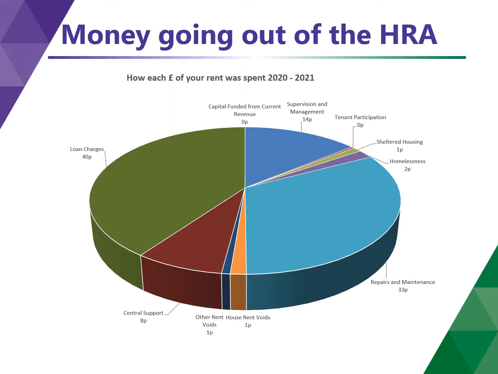This slide shows a graphical representation of the money going out of the HRA. The largest outgoings are on loan charges and repairs. In 2020 to 2021, we spent £6.89 million on capital programme across the Highlands. This was considerably less than had been budgeted for, but the pandemic meant that most of the capital contracts had to be halted. These have now been restarted and will complete in 2021 to 2022. This is mainly funded by prudential borrowing and paid for by the HRA within loan charges.